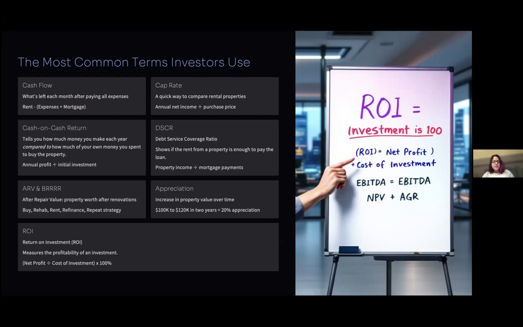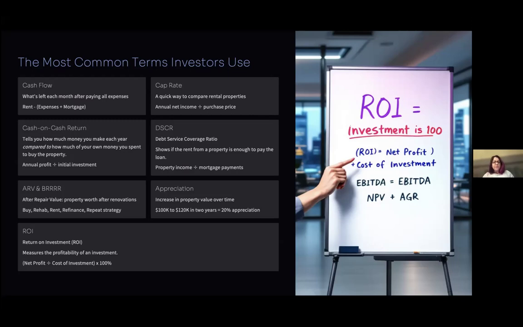But that essentially is a type of investing where an investor will buy a property, rehab it, rent it out, refinance it, and then repeat the strategy, because they take the money from the refinance and then roll it into the next property. So it's a great way to work with limited funds to continue to roll the money over and buy properties.